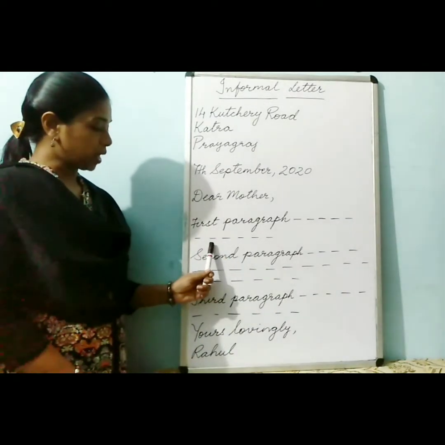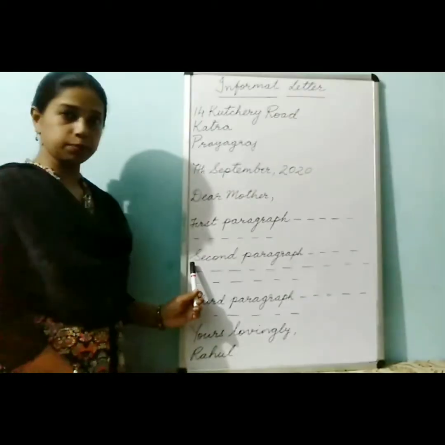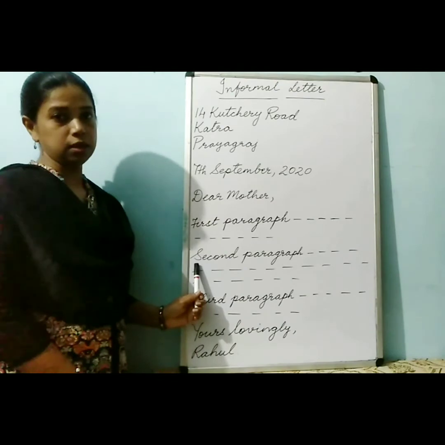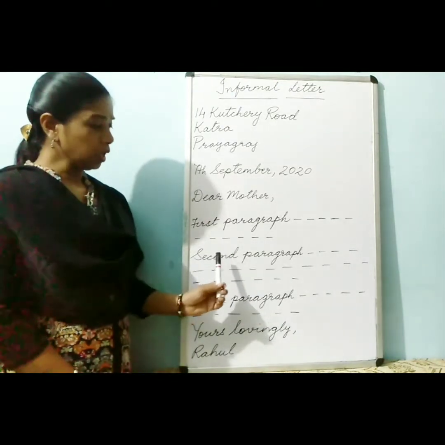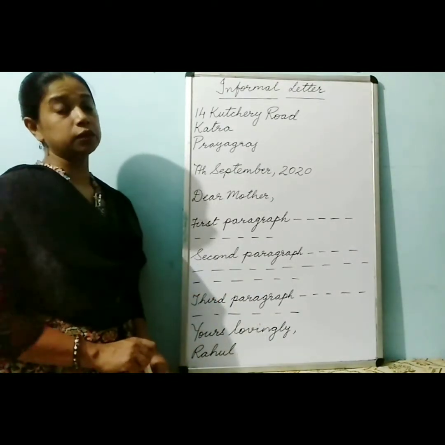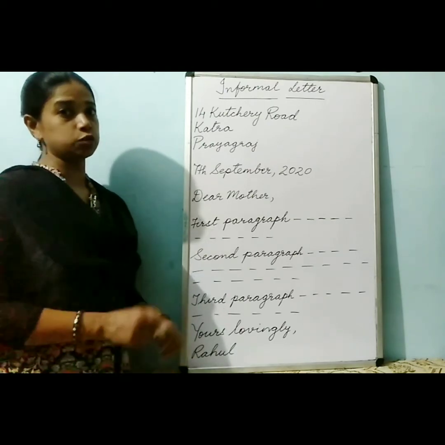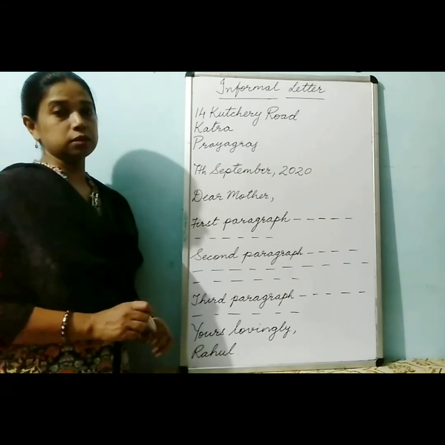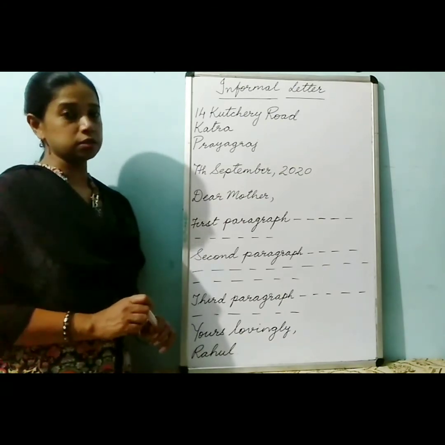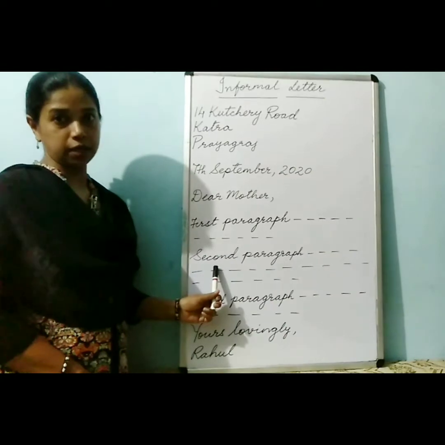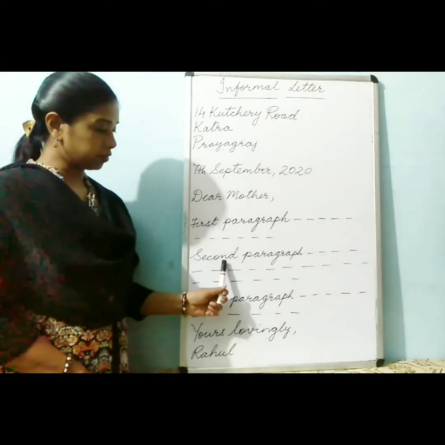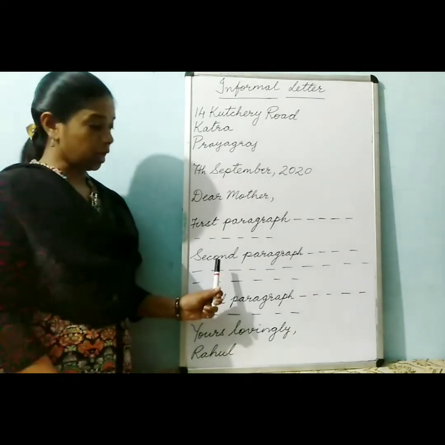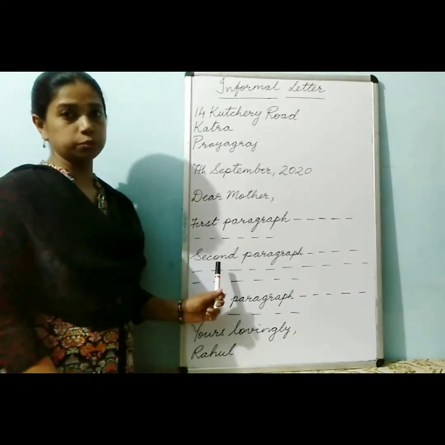Then after the first paragraph, you start your second paragraph from the margin. You leave one line and then start the second paragraph. Now the second paragraph should have all the details related to what is asked in the question. So it should take at least 6 to 8 good sentences to write your second paragraph. You can, children, divide the second paragraph into 2 paragraphs also, and see that you mention all the points.